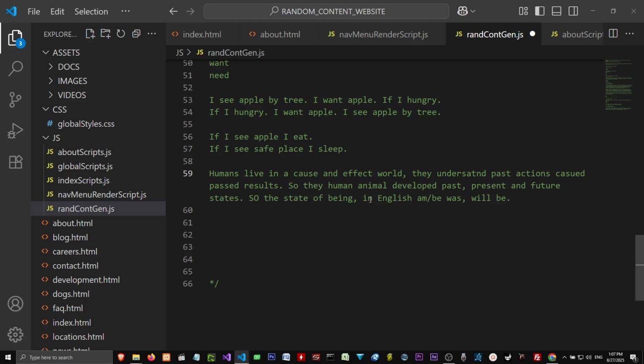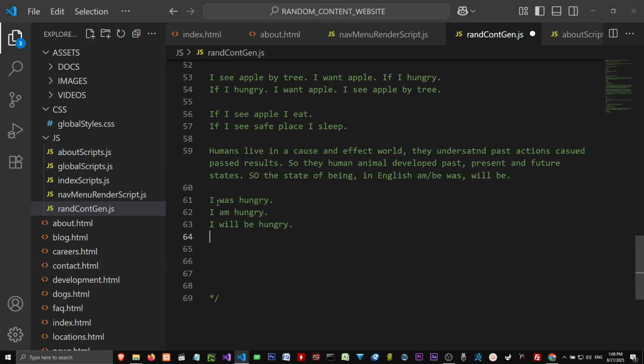So the human animal developed the concepts, the linguistic concepts and sounds that represent past, present, and future states. Thus the state of being, like in English, am, be, was, will be, were, was created. And some really simplistic examples: I was hungry, I am hungry, I will be hungry. This is because we as humans know and understand past, present, and future. Some animals kind of understand that, but the vast majority do not.